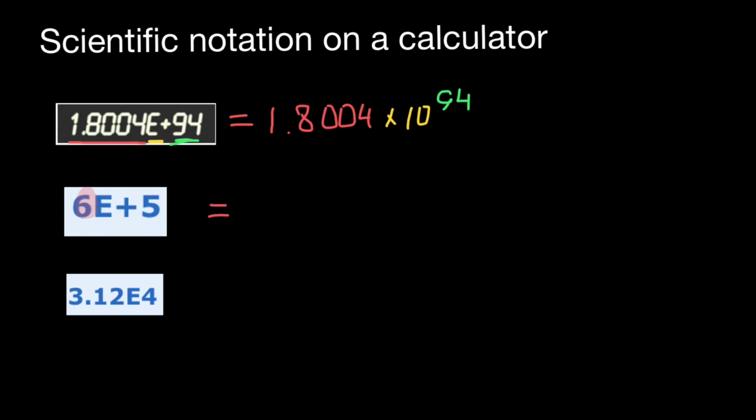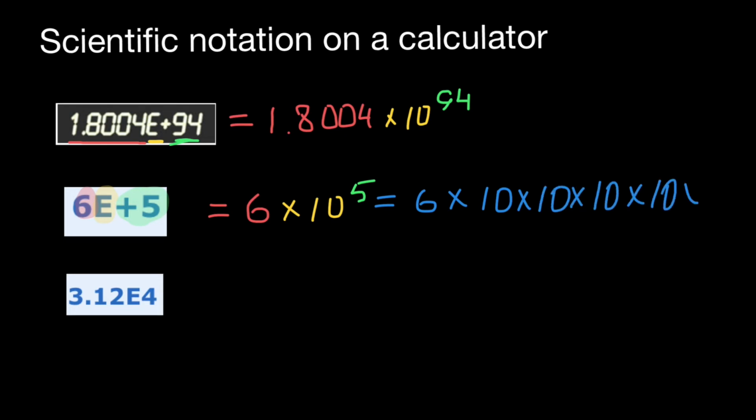6 would stand for the number, which is 6. E is going to stand for the base, which is 10, and positive 5 means positive exponent 5. So all this is going to equal 6 times 10 times 10 times 10 times 10 and times 10. So this is going to be 6 with 5 zeros. So 1, 2, 3, 4, 5. Or 600,000. Let's work on the second example.